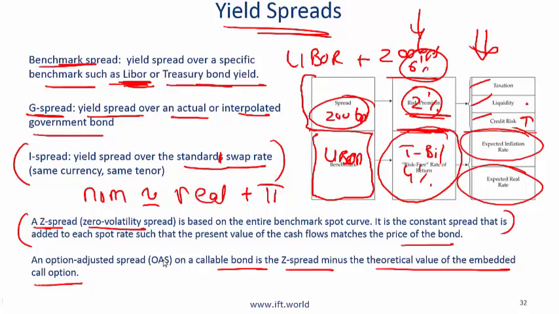In finance, generally when we say adjusted, so inflation adjusted or option adjusted, that means that the impact of that thing is removed. So when we talk about a real rate, it's also called inflation adjusted, which means inflation is removed. When we say option adjusted, that means that the impact of the option is removed.